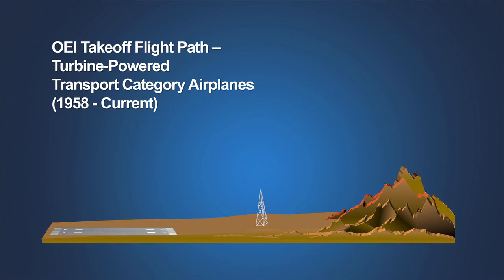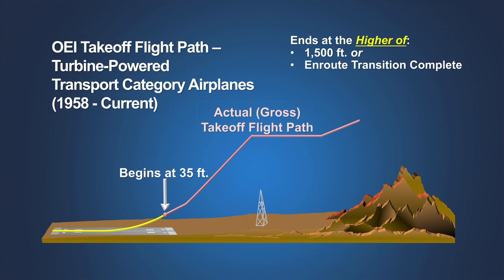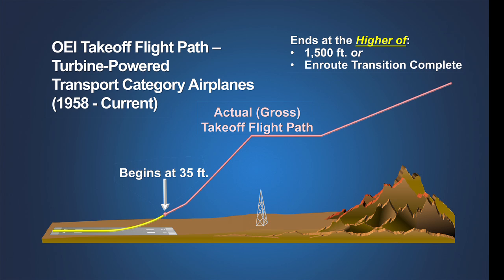Beginning in 1958, the certification rules defined a separate takeoff flight path that begins at 35 feet above the runway surface at the end of the takeoff distance. It is a one-engine-inoperative path that continues through each of the takeoff segments and ends when the airplane is at a height of 1,500 feet above the runway, or at the point at which the transition to the en route configuration is complete, whichever is higher. This actual or gross takeoff flight path represents the one-engine-inoperative performance that the airplane has been demonstrated to be capable of achieving for a given weight, thrust configuration, and set of environmental conditions.